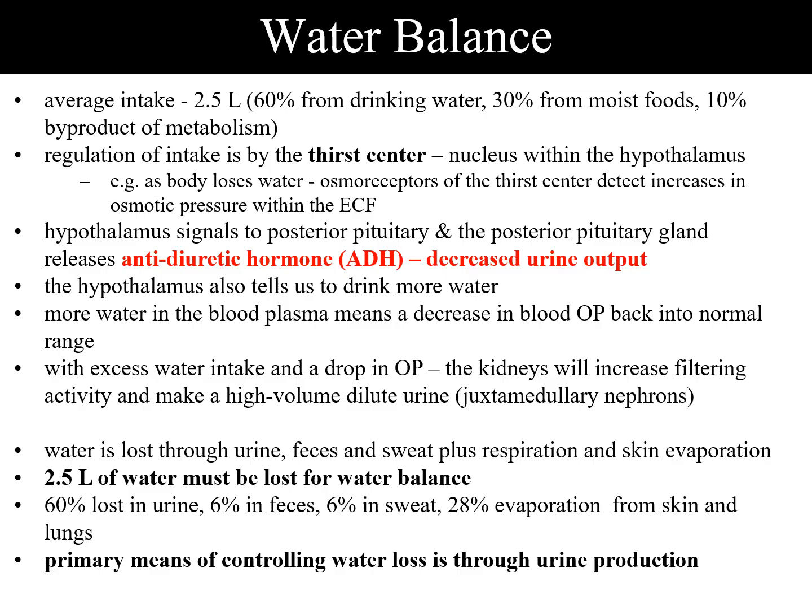Hopefully you realize in order to remain in water balance, if you take in 2.5 liters of water, then 2.5 liters of water must be lost. 60% of our water is lost in urine, 6% is lost in feces, 6% in sweat. But actually, close to a third of the water we lose is evaporating from the surface of our skin and across our lungs. When you breathe out, that air is warm, but it's also moist. However, I will emphasize that the primary means for controlling water loss is through urine production.